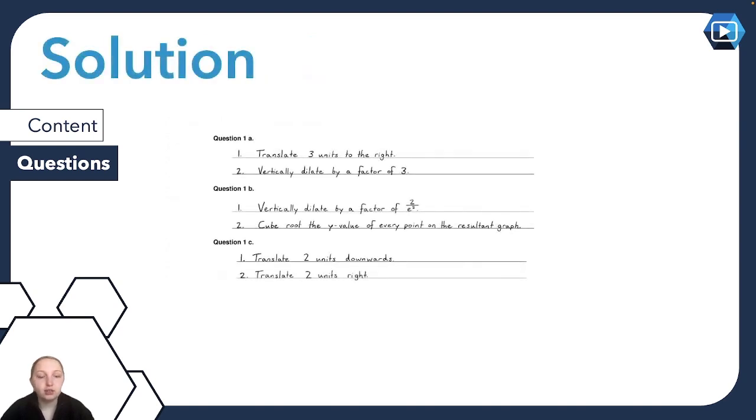For question 1, the first thing we'd want to do is translate 3 units to the right, then we'd vertically dilate by a factor of 3.